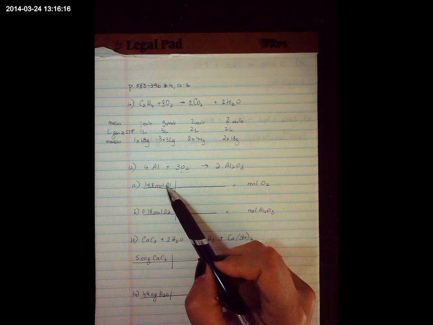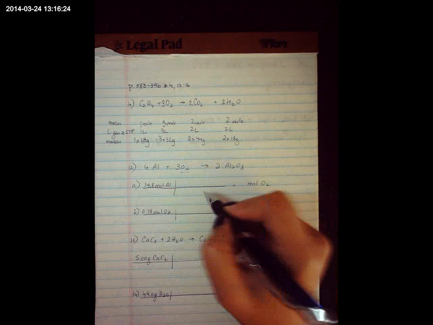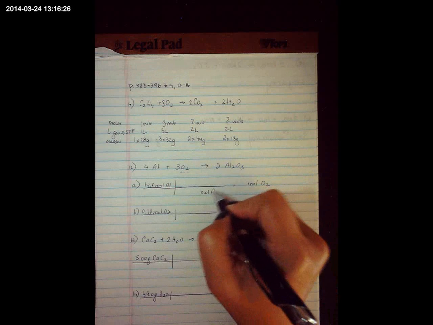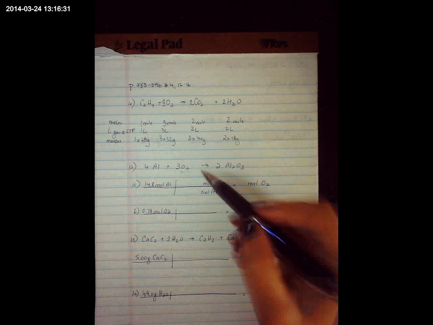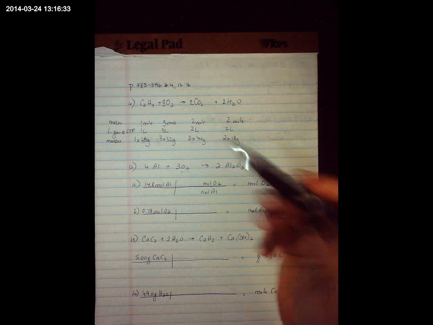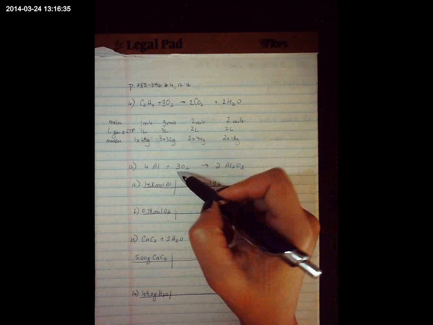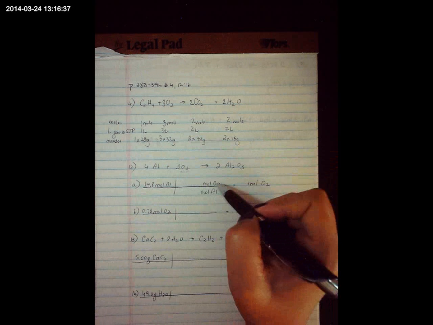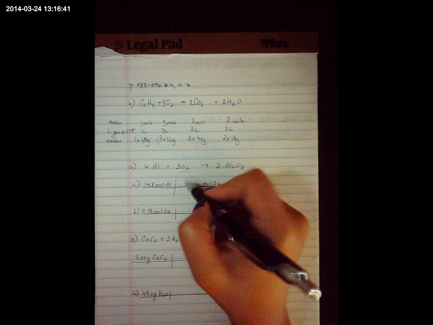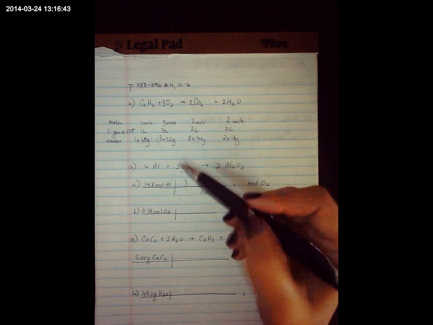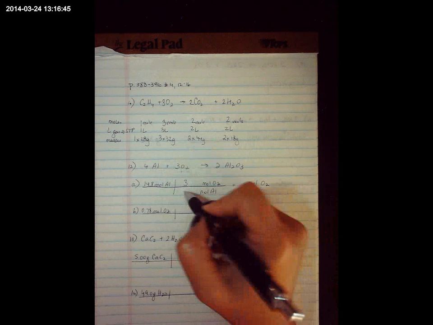If the number that I put in the upper left-hand corner is in moles, then I'm allowed to use the mole ratio. The mole ratio would have the unit mole of aluminum in the denominator, mole of oxygen in the numerator. The relationship between these values comes from the coefficients in the balanced chemical equation. The coefficient in front of O2 is 3, so I'm going to put a 3 in the numerator. The coefficient in front of aluminum is a 4, so I'm going to put a 4 in the denominator.